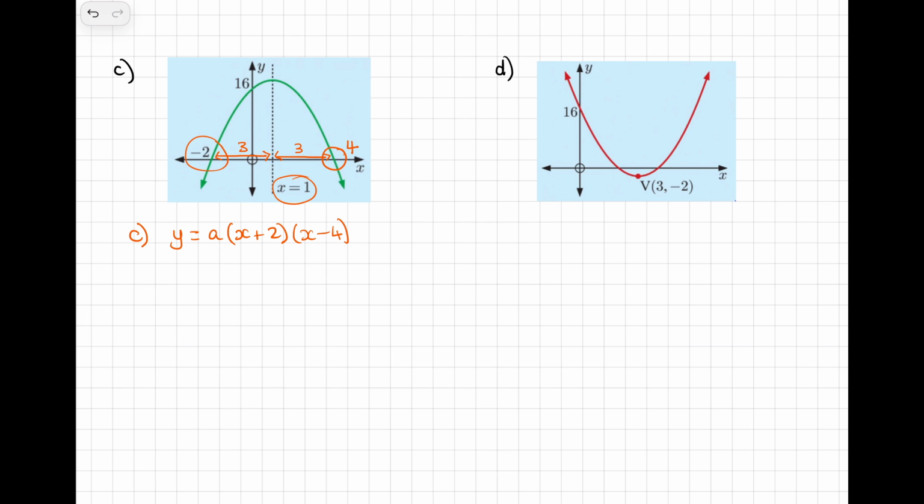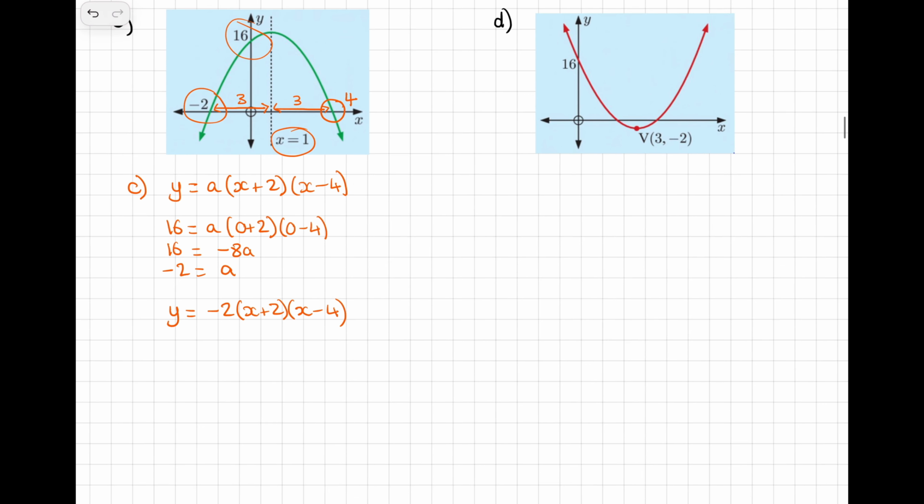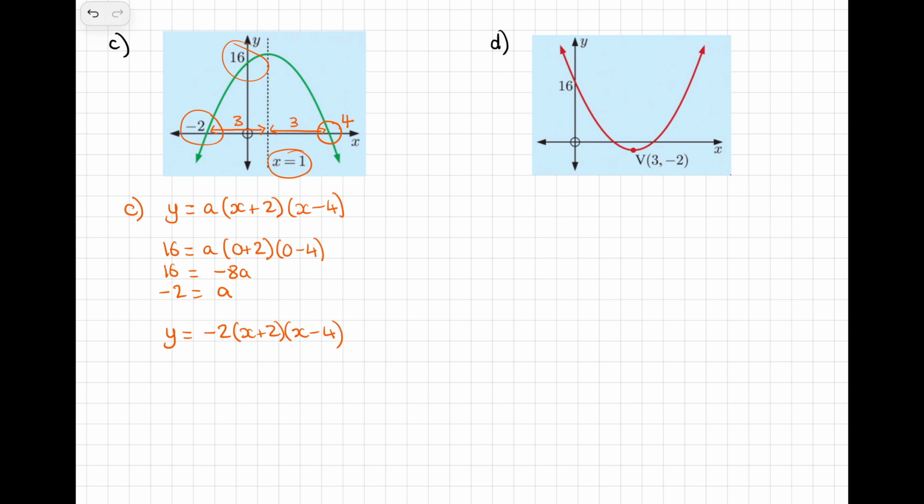We have a y-intercept again of 16, 0, so 16 equals a, 0 plus 2, and 0 minus 4. Which means we end up with 16 equals negative 8a, and so a equals negative 2, and then we can sub that back into the equation, and we'll have y equals negative 2 multiplied by x plus 2 multiplied by x minus 4.